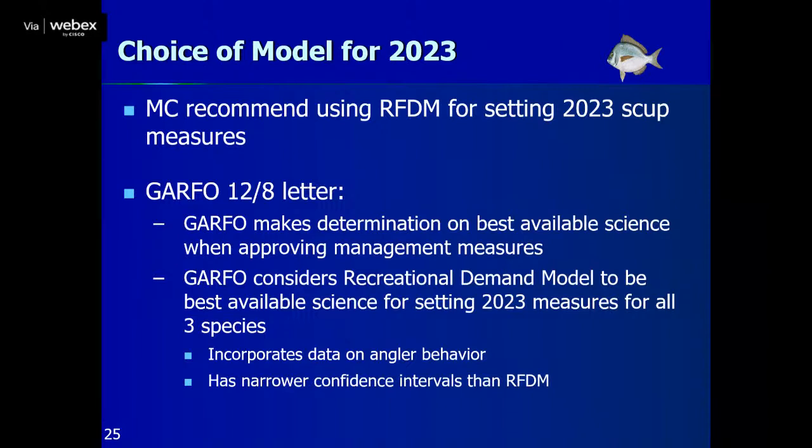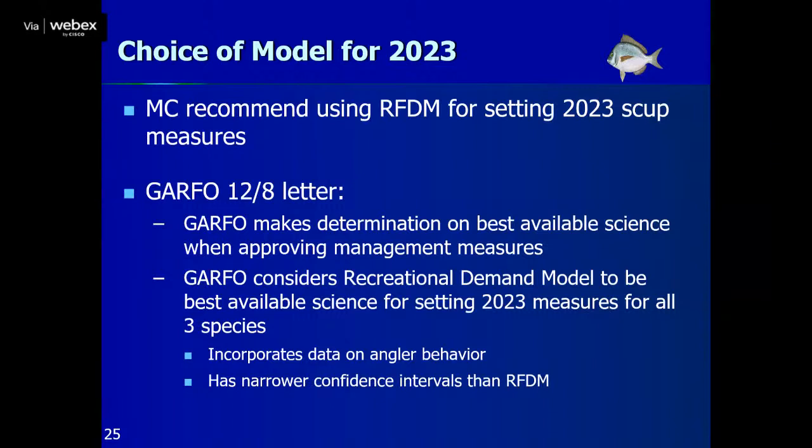So as you know, during the November monitoring committee meeting, the group recommended using the RFDM, but just last week, GARFO sent an additional letter to the council on determination of best available science. A copy of that letter was sent to the council and board and is provided in supplemental meeting materials. In the letter, GARFO considered the recreational demand model, the RDM, to be the best available science for setting 2023 measures, and recommended use of the RDM for all 3 species.